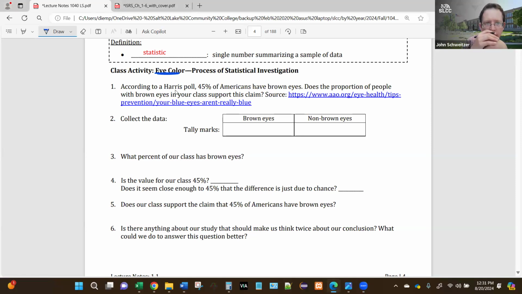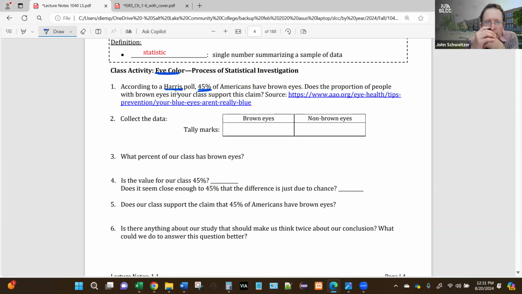So let's think about eye color for a little bit. So there was a poll that was done by the Harris organization. So the Harris Polling Organization is a widely respected and prominent polling organization. And they do all sorts of polls ranging from politics to economics, and in this case, eye color of all things. And they said that 45% of Americans have brown eyes.